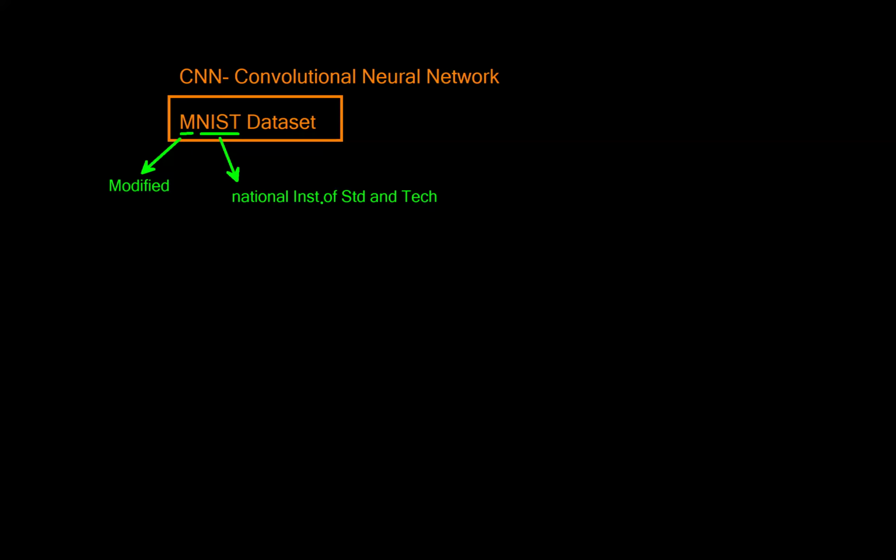Okay, so what was NIST? First, let's see what is NIST. It is the National Institute of Standard and Technology, and it was formally formed, I mean basically formed, in the early 1990s. What they did basically is collect handwritten digits, first of all, from various different people.